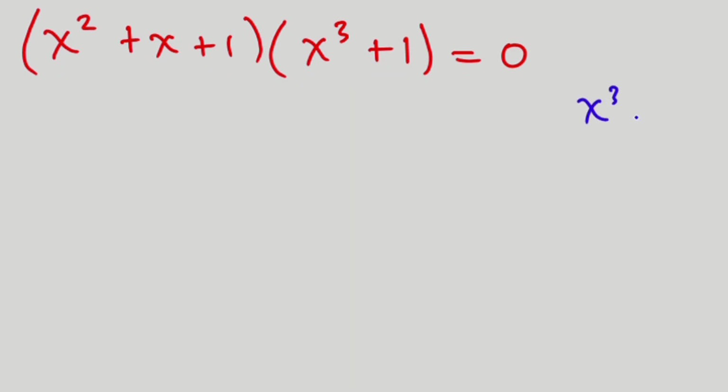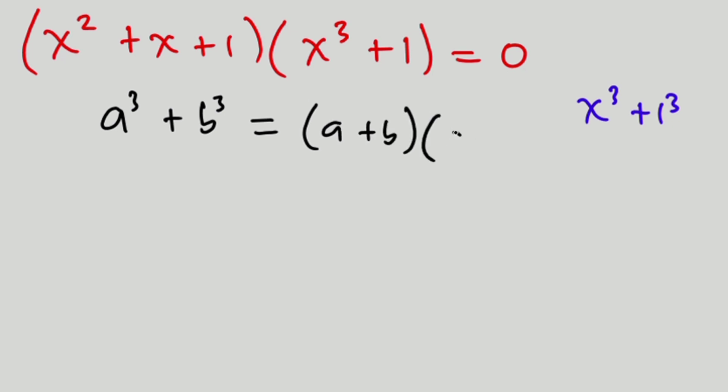X cubed plus 1 is the same as x cubed plus 1 cubed. In algebraic identities, if you have anything of the form a cubed plus b cubed, we can factorize this as a plus b times a squared minus a times b plus b squared. So let's use this idea to factorize x cubed plus 1.